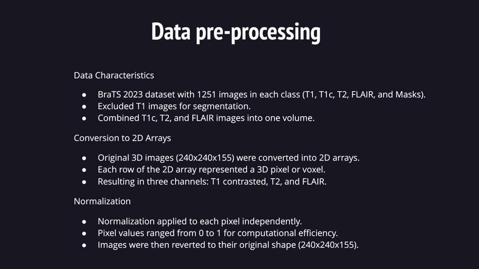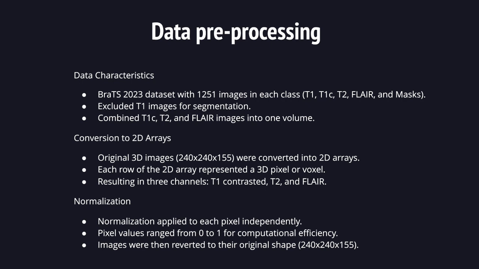For the data characteristics, we used the BraTS 2023 dataset with 1251 images. Each class has T1, T1C, T2 FLAIR, and mask. We excluded T1 images for segmentation and combined the other T1C and T2 FLAIR images into one volume. For normalization, we applied it to each pixel independently. Pixel values range from 0 to 1 for computational efficiency. Images were reverted to their original shape.